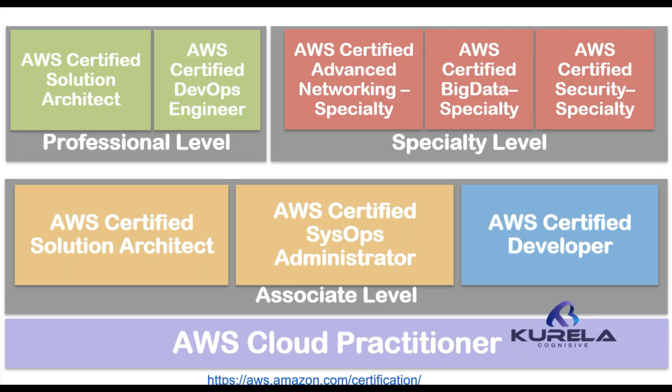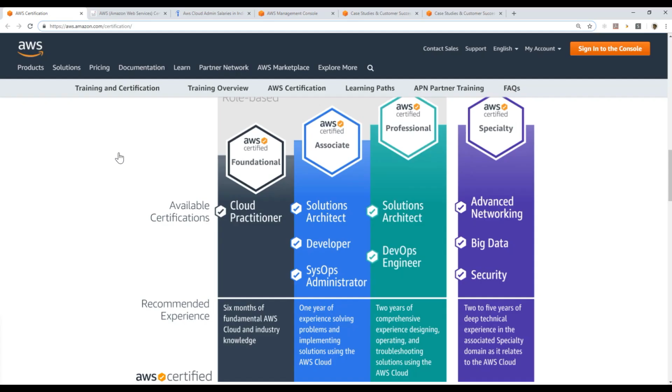And AWS is currently offering 9 different certifications. Then the solution architect, professional, DevOps engineer, advanced networking, big data, security. So pretty much there are 9 certifications in 4 different levels. Foundational is the entry level for managers or non-technical people, and for technical people, associate is the entry level certification. Professional is the advanced one, the next level certification, and of course the specialty.